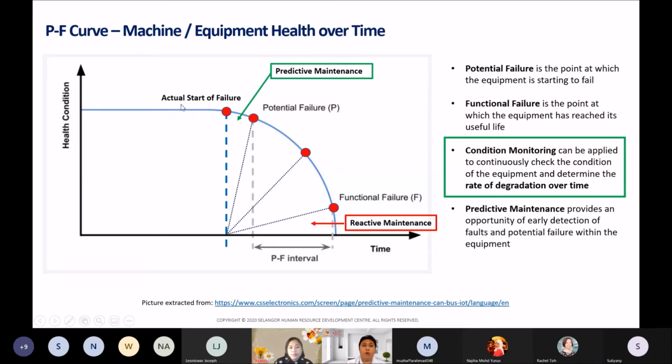Rate of degradation means that over time your machine will have wear and tear. Every machine will have a wear and tear situation. So you want to detect at an early stage that your machine is starting to wear, and therefore you want to change the parts at an early stage. So this is what we call a predictive maintenance strategy.